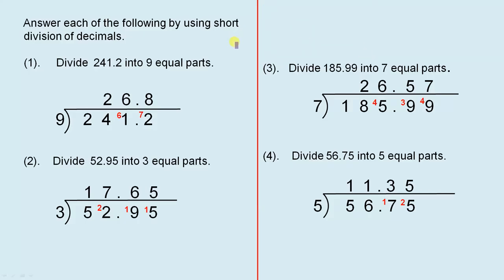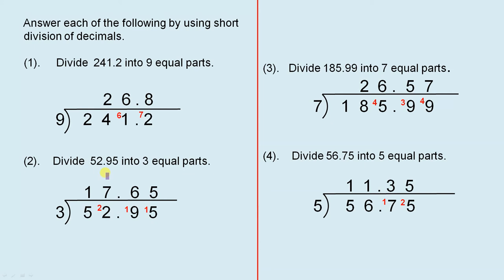Answer each of the following by using short division of decimals. Divide 241.2 into 9 equal parts. So we have 9 divided into 241.2. 9 into 24 goes twice and 6 left over. 9 into 61 goes 6 and 7 left over. 9 into 72 goes 8. The answer is 26.8. So there are 9 equal parts, and each part is 26.8.